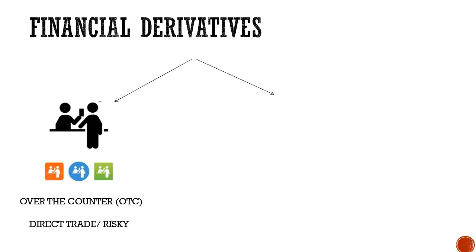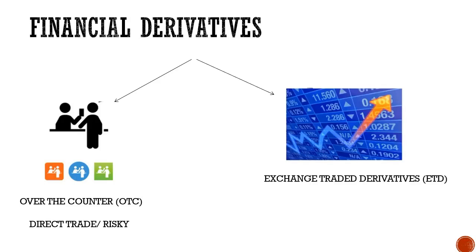The second type of trade option is the exchange traded derivatives. Now what is the meaning of exchange traded derivative? Here the derivatives are traded on a standardized platform such as the stock exchange. Now this is much lesser riskier than the over the counter trade. So these are the two types of financial derivatives available. One is the over the counter, second one is the exchange traded derivative, or that is also known as the ETD.